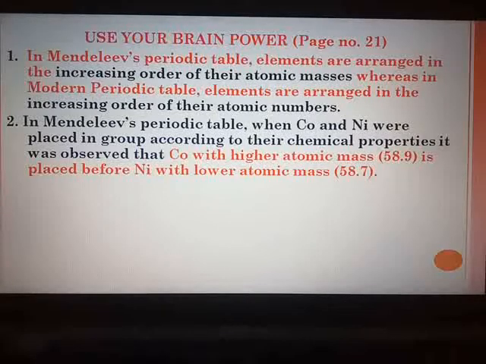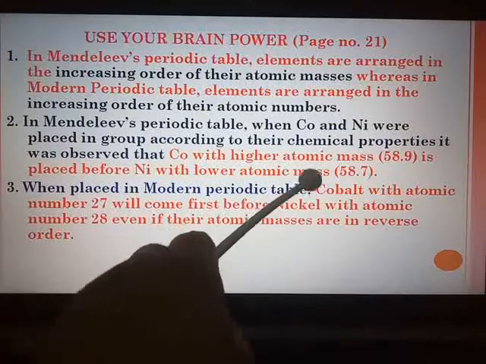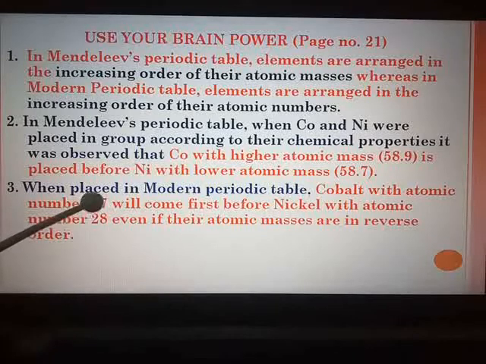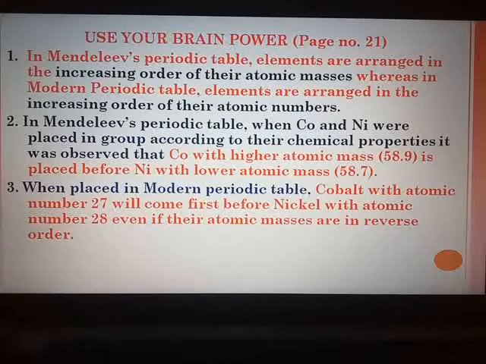Now, how was this problem solved in the modern periodic table? You know that the modern periodic table is based on atomic number, and each and every element has its own unique atomic number, like you have your roll numbers. So there is no confusion. The one with lower atomic number will come first, and the one with higher atomic number will come next. So when placed in the modern periodic table, cobalt with atomic number 27 will come first before nickel with atomic number 28, even if their atomic masses are in reverse order. Means what?